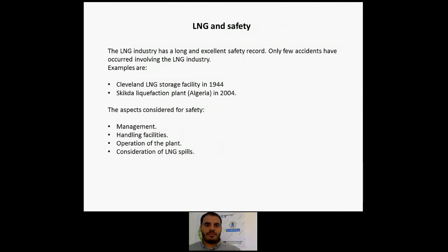In order to be ignited, LNG must first be vaporized, which is heated and returned to a vapor state. That's the meaning of vaporized, which I didn't mention before. It must be mixed with between 5 to 15% air, and come in contact with an ignition source.